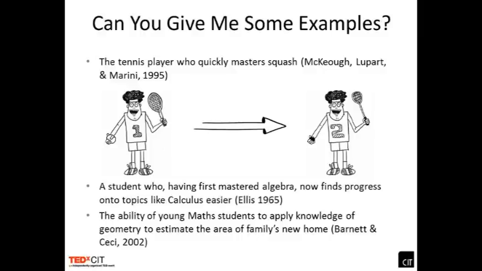Another example from the world of formal learning, you have the student who, having first mastered algebra, can progress on to things like calculus quite easily. Or again, the ability of a young maths student to transfer their knowledge of geometry to figuring out the area of the family home. Again, something commonsensical that we presumably can all get behind, and we presumably think happens all the time.